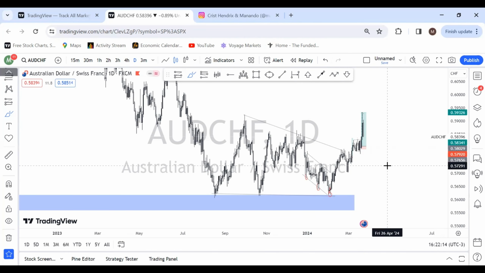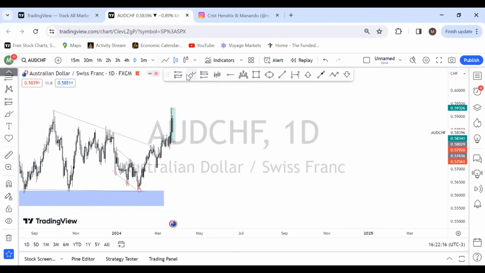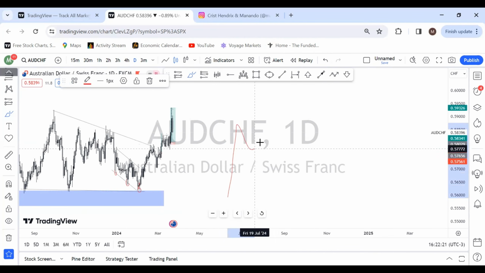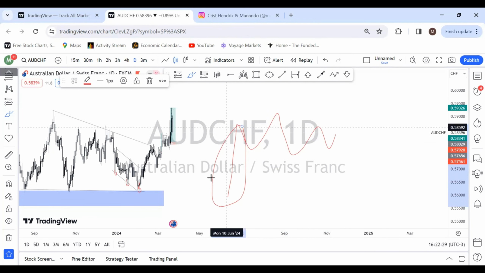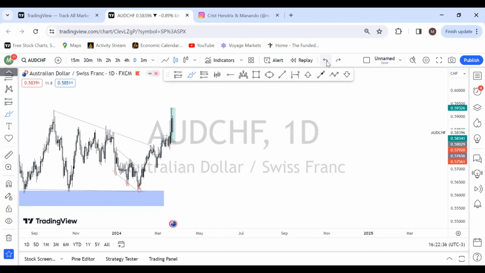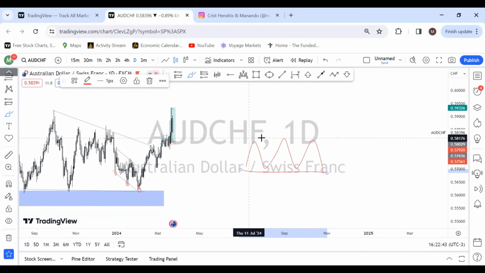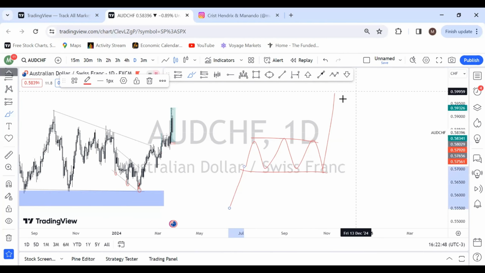The only way to differentiate between these 2 types of corrections is that the continuation correction will be flat in nature. Obviously, both corrections have an impulse prior to them forming. So you would have your impulse and then your correction. With a continuation correction, it will be flat, just like that, flat, and it will just continue going in the direction where it was initially going.